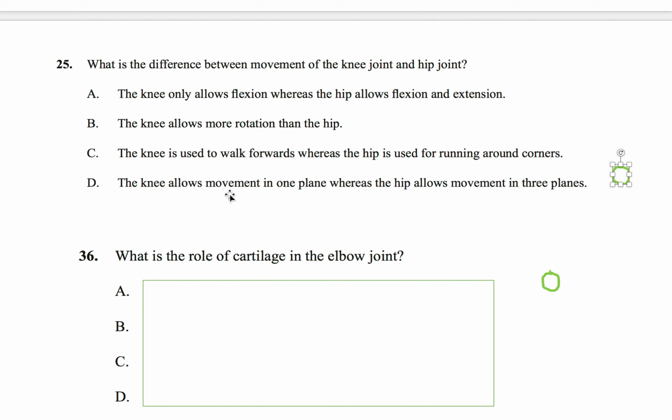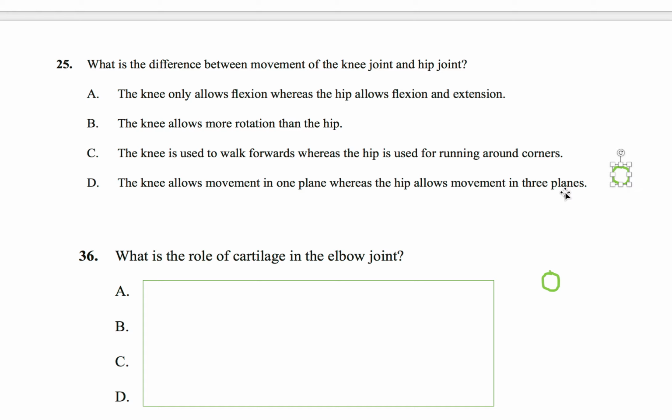The knee allows movement in one plane, whereas hip allows movement in 3 planes. So one plane is essentially one sort of direction. So your knee, we know, can extend and flex, so it can move in one line, okay? So this is true. It can't make any other movements, only straight and back. So one plane. That's what they mean by plane. Whereas hip allows movement in 3 planes.